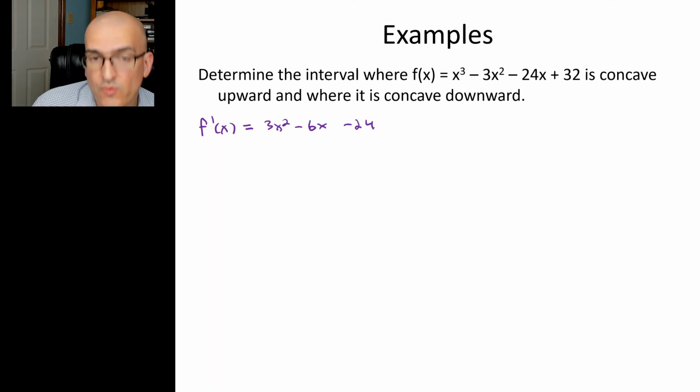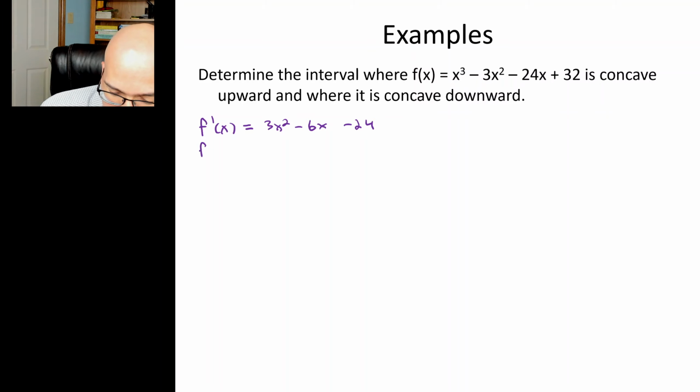We do not set this to 0 because we're not interested in max and min or increasing and decreasing. The question is asking for concave up and concave down, so we have to read that and interpret what we need to do. So this means second derivative. Concave up, concave down means we're doing a second derivative analysis. f double prime equals 6x minus 6. Now what do we do?